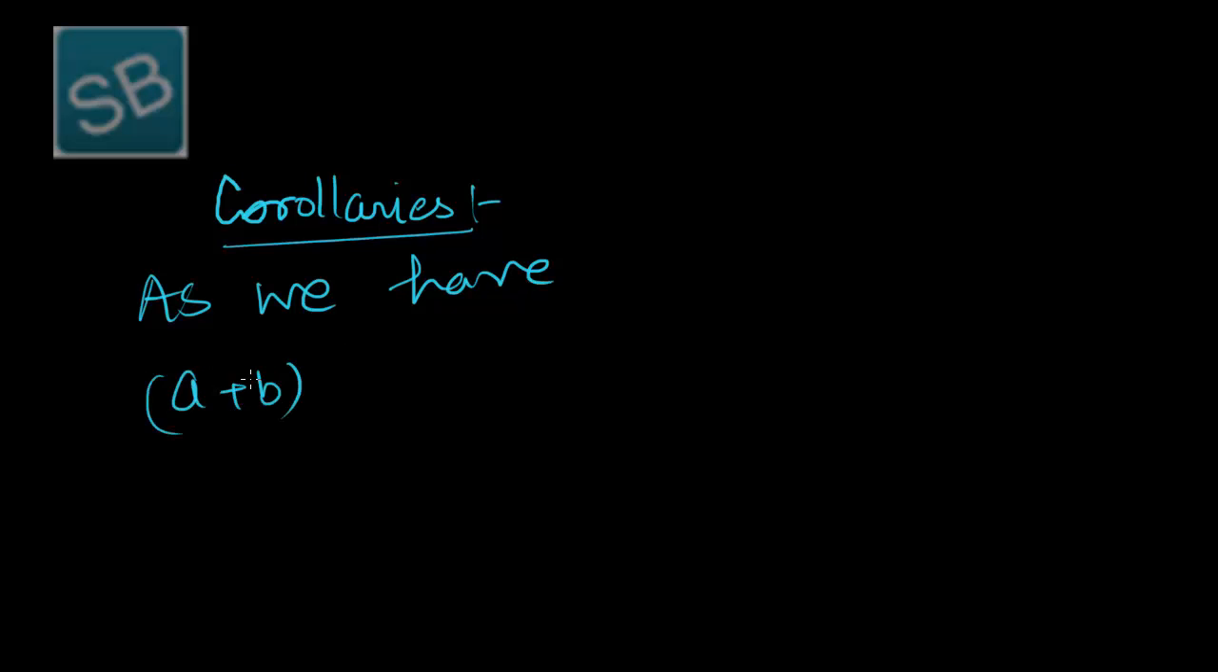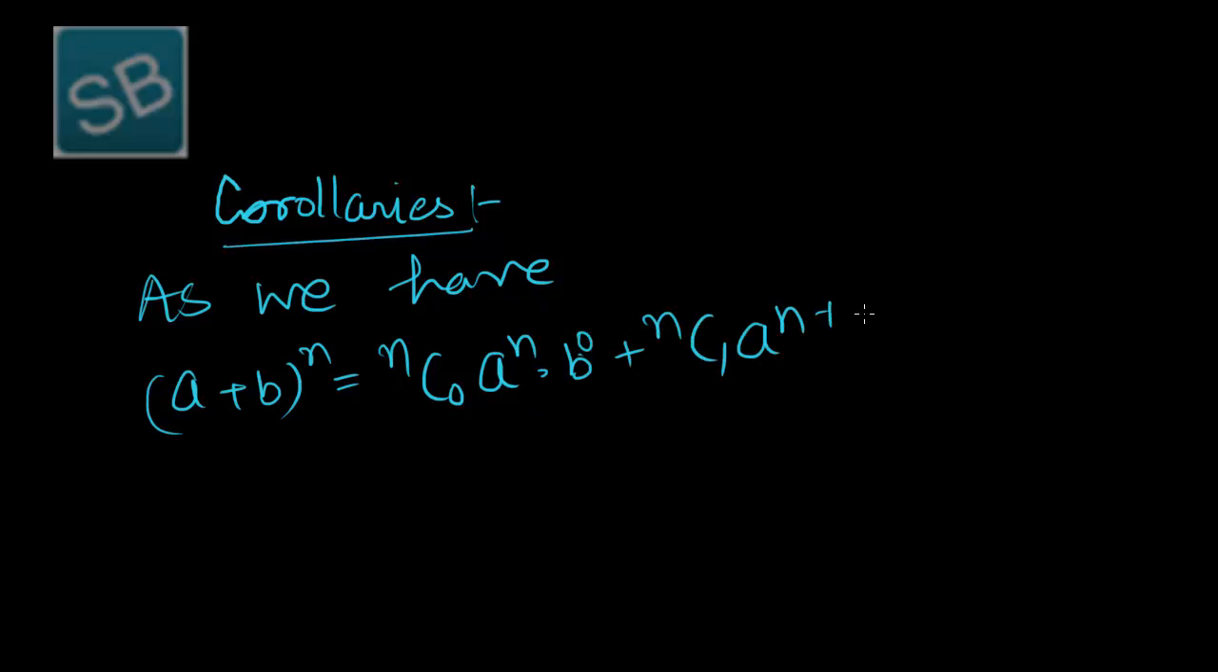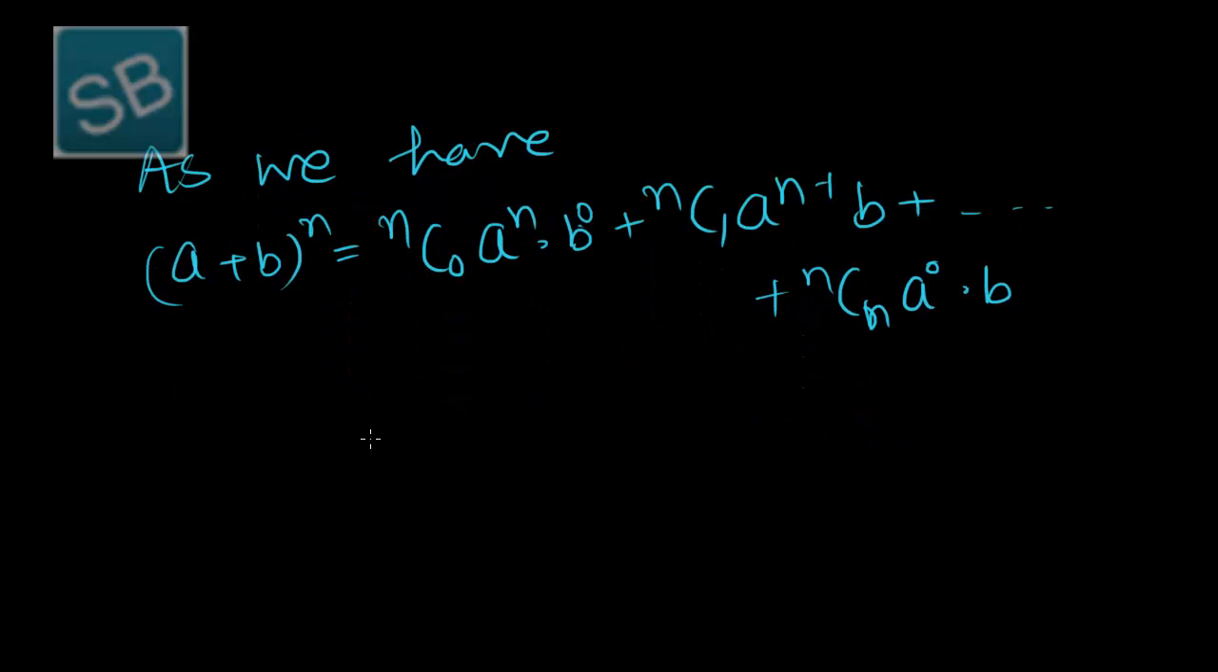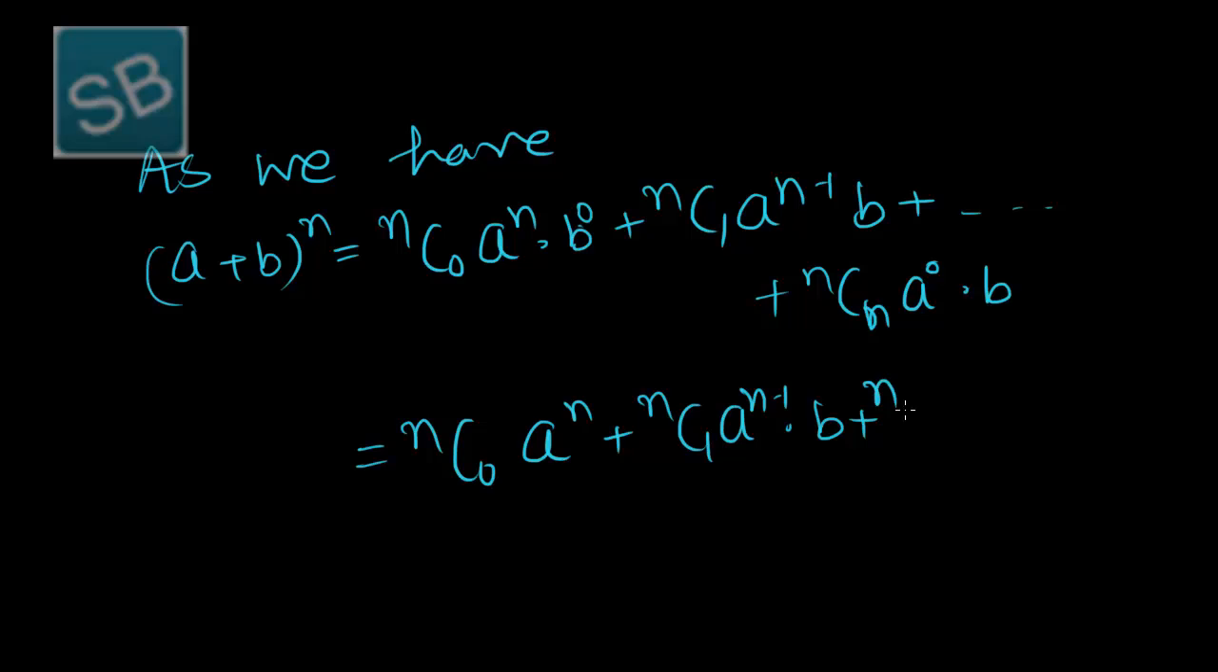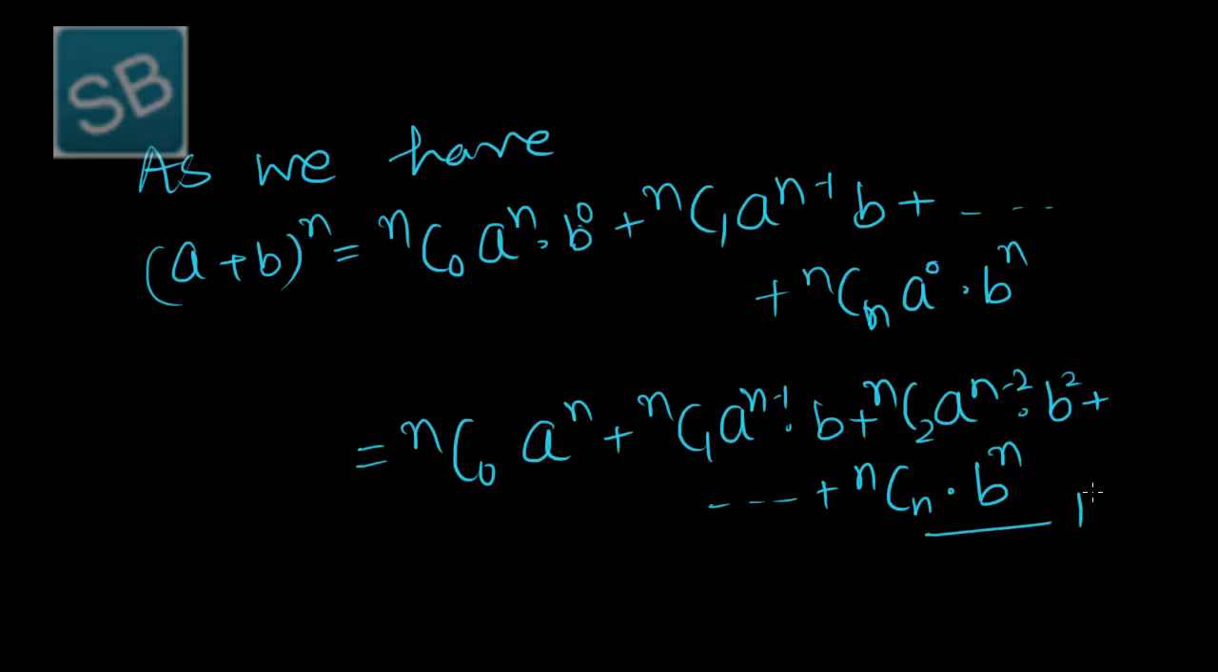(a + b)^n, that is the binomial theorem, is nC0 a^n b^0 + nC1 a^(n-1) b + and so on, nCn a^0 b. That is, we get (a + b)^n = nC0 a^n + nC1 a^(n-1) b + nC2 a^(n-2) b^2 + and so on, + nCn b^n. Give its name as number 1.